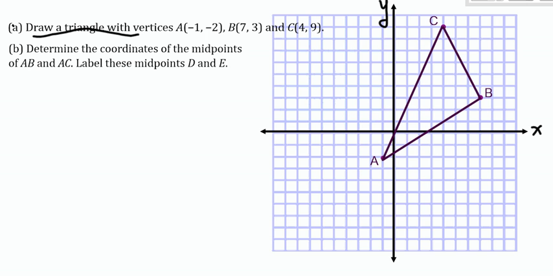So that's part A. Determine the coordinates of the midpoints of AB and AC. Label these midpoints D and E. AB is this line segment here, and somewhere around here is a midpoint, and we want to find it. And AC is this line here, and again, somewhere around here is a midpoint, and we need to find it. So let's use the midpoint formula. Let me just remind you that the midpoint between 2 points can be found using this formula.